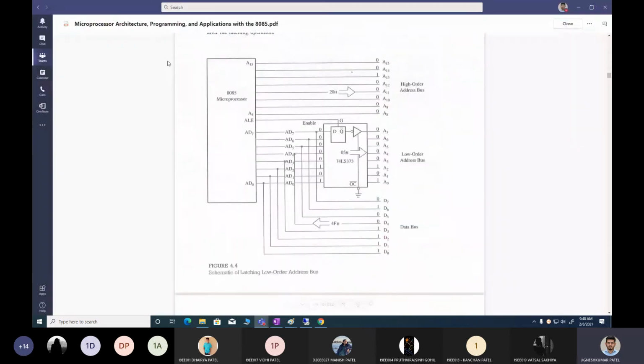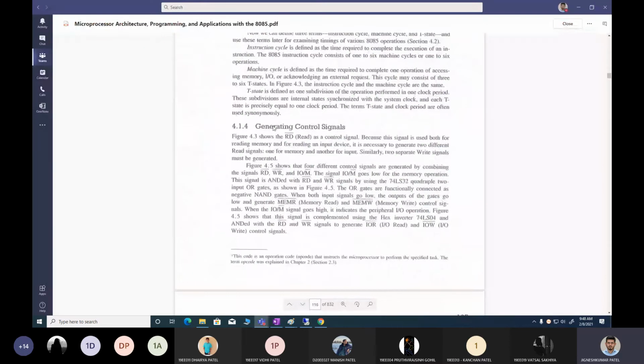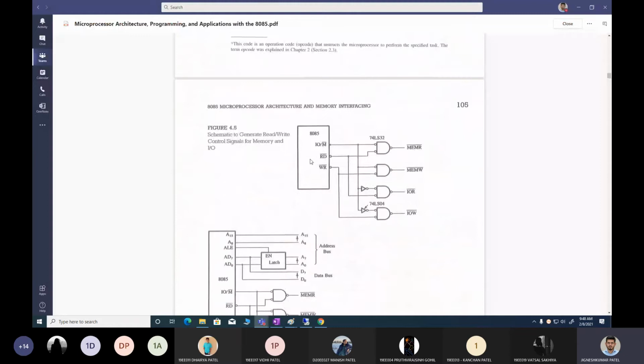How you can do this is this. Generating a control signal. What are the control signals? These are the control signals known as MEMR bar, MEMW bar, IOR bar, and IOW bar. So what we are doing to perform that?